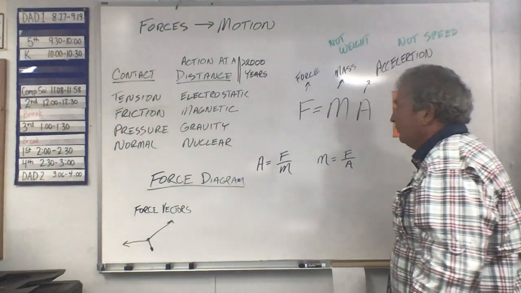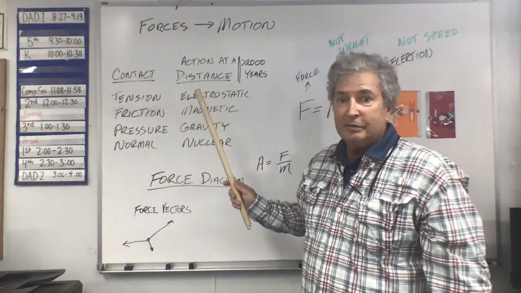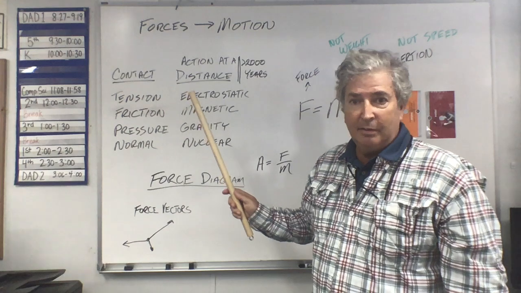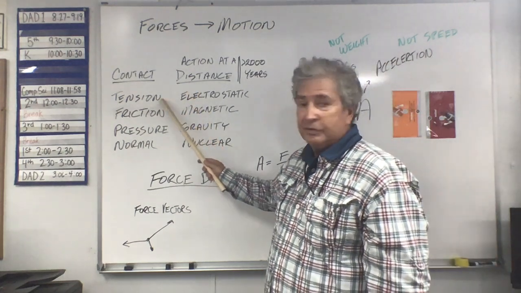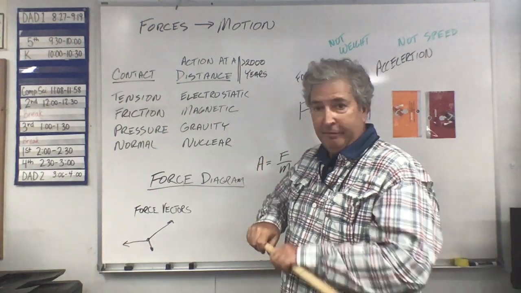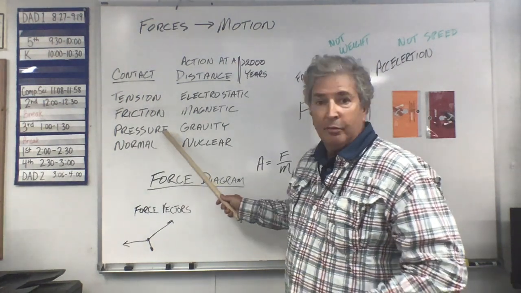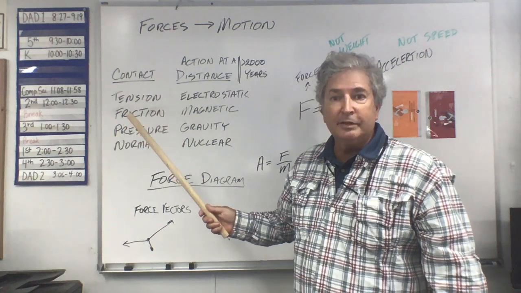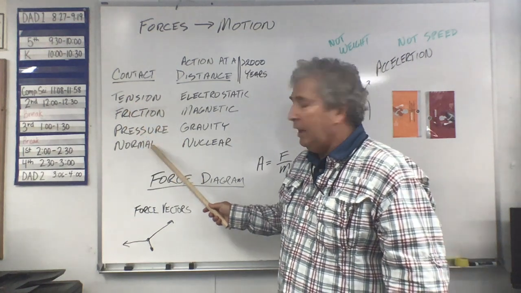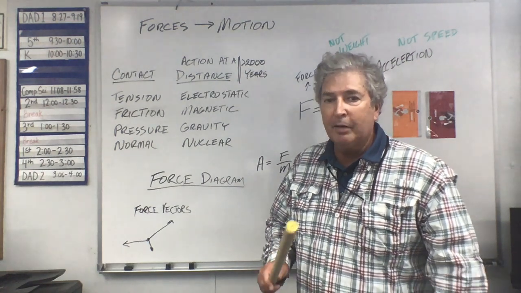Let's look at the two classes of forces, and we'll try to sort these things out. We have contact forces and forces that act at a distance with no contact to the object at all. There's tension when we pull something, friction when two objects slide against one another, pressure when we inflate something like a balloon, and the normal force, which you may not have heard about before. I'll get to that in a minute.